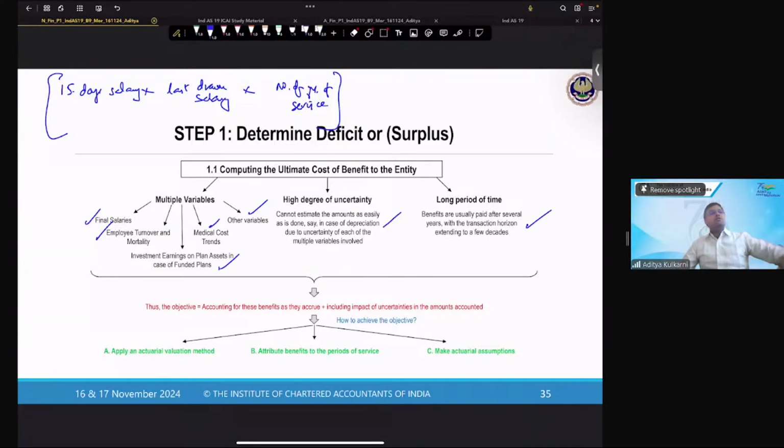A decade, right? 2020 to 2050 is 30 years. 30 years is nothing but 3 decades. So a payment 3 decades away you want to estimate in today's terms. You have to sit and do it.